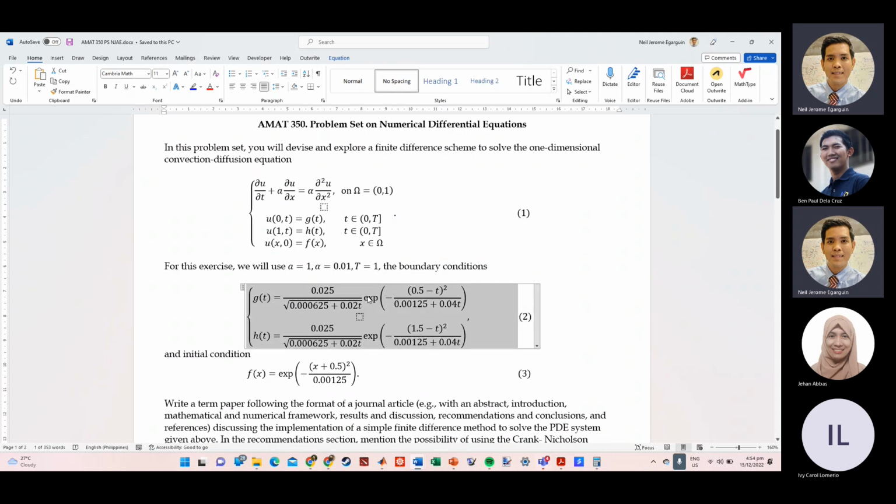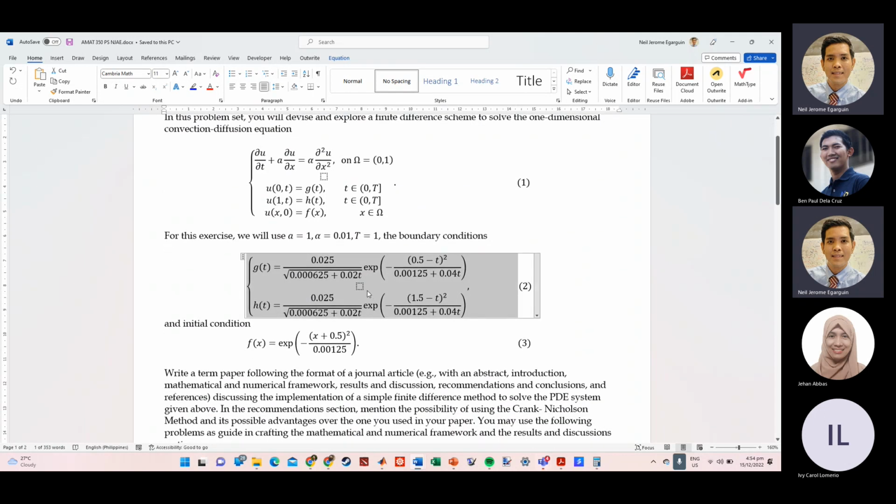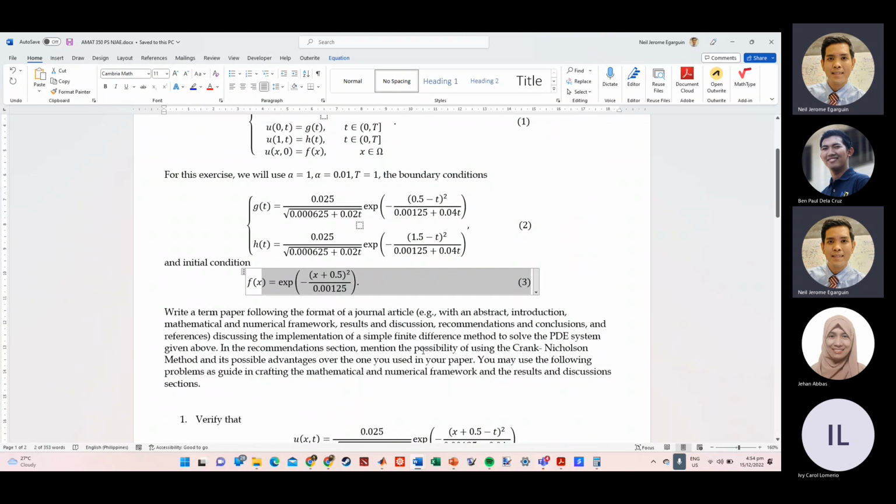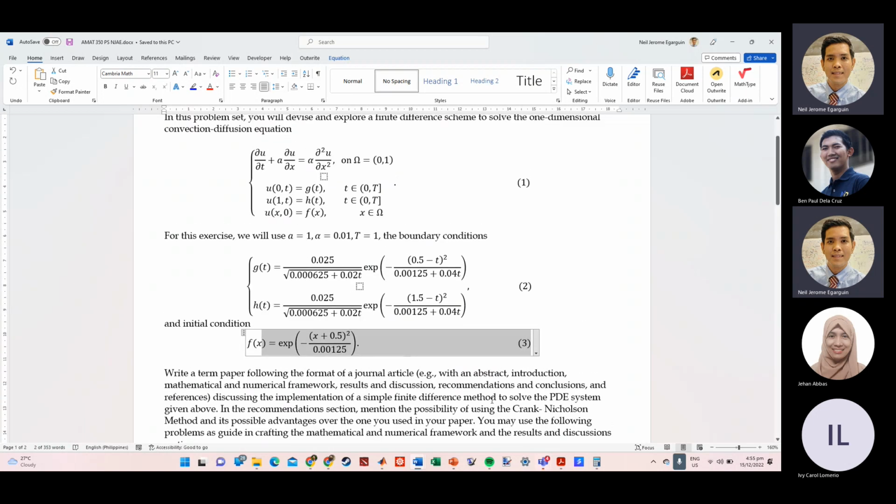I gave you the initial conditions, or the boundary conditions rather, in equation number 2 and the initial condition in equation number 3. Tapos ang gusto ko ngayon, gumawa kayo ng parang isang journal article na magdi-discuss ng development ng finite difference scheme para dito sa specific convection diffusion equation system 1 to 3, right? So you write it as if you're writing a research paper, but of course this is not a big deal kasi parang classroom problem lang siya, pero I want you to package it in a way that mimics a journal article, all right?